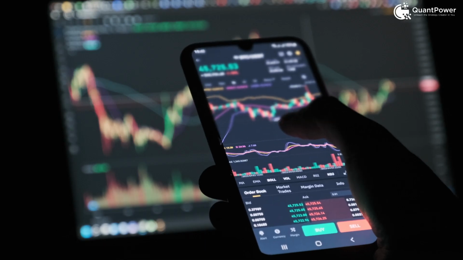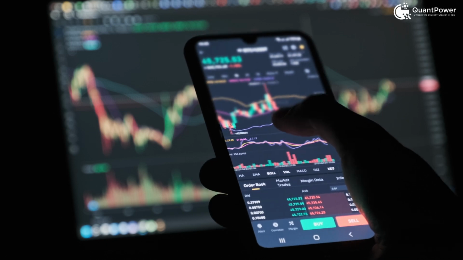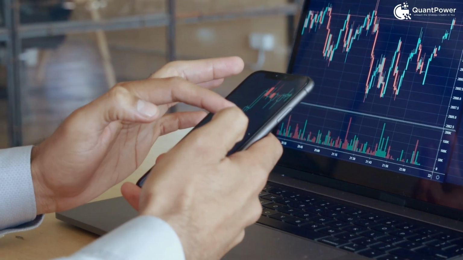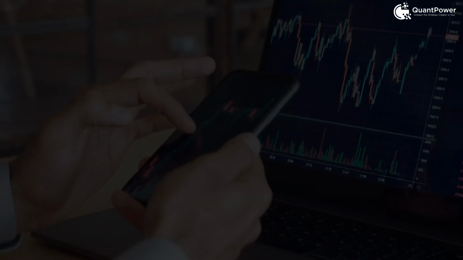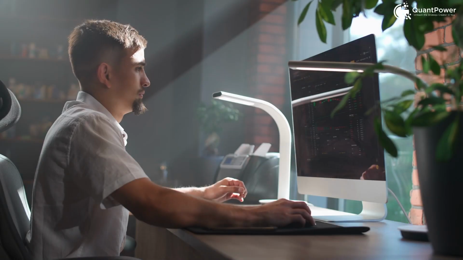Hey traders! In today's video, we are going to compare two popular options trading platforms, QuantPower and Sensibull. Let's dive right in.